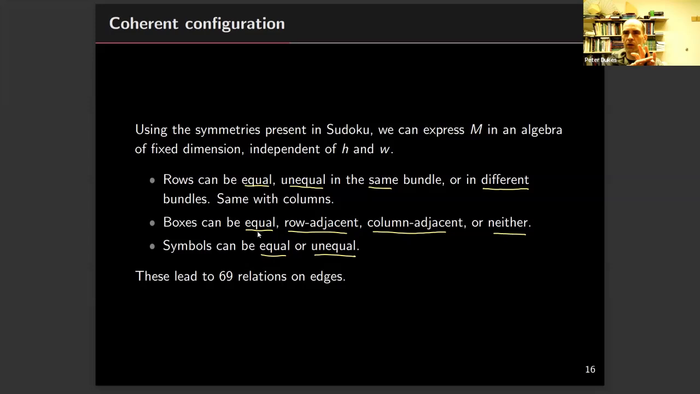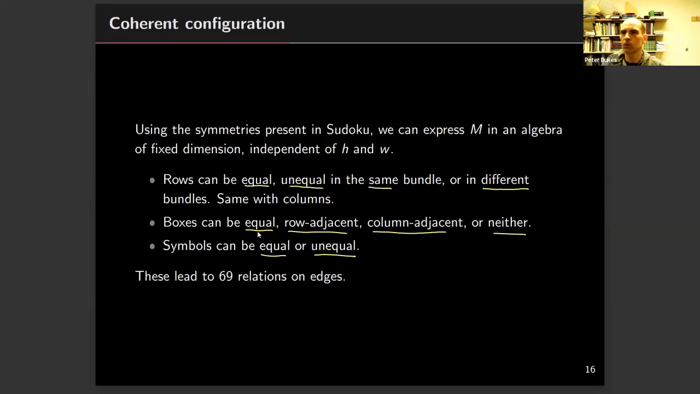They could be the same box, or two boxes. They could be adjacent row-wise, or column-wise, or neither. And symbols could be equal or unequal. And this leads to a whole pile of relations when you look at edges, which are pairs of these things: 69 relations. So there's this large coherent configuration, it turns out.